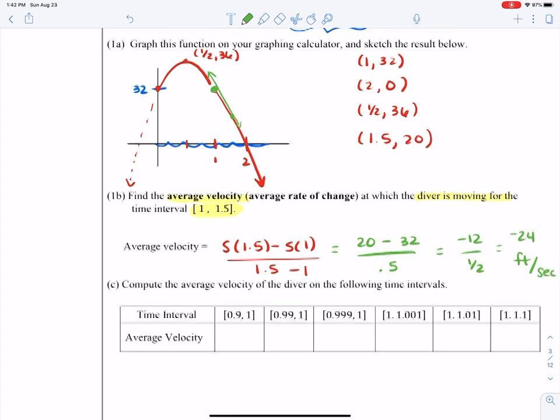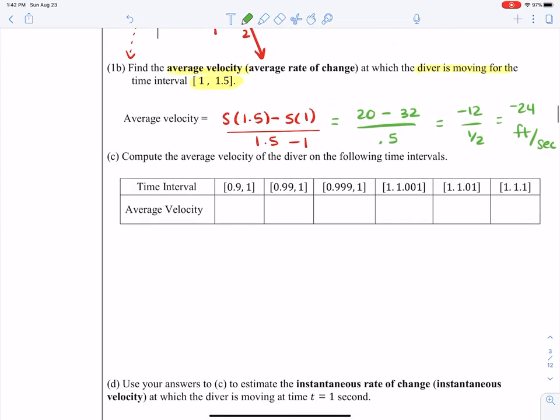So now what I'm going to ask you to do is the same thing here. You're going to fill this in. We're going to do the same thing with 0.9 and 1. So for example, you're going to find S(1) minus S(0.9) over 1 minus 0.9. You're going to get that value, and you're going to plug that in right there.